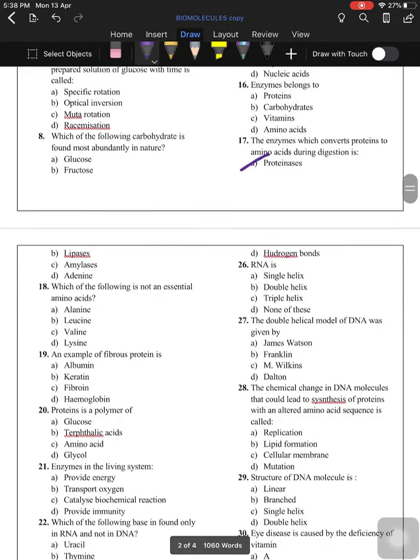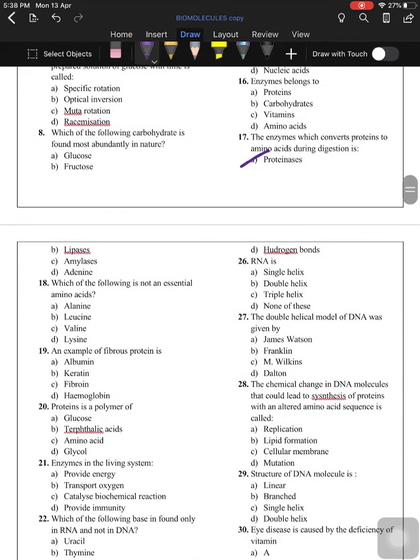Moving on to the 18th, which of the following is not an essential amino acid? Means essential and non-essential amino acids are the constituents of your body. Right, essential means which cannot be synthesized by your body and must be supplied through the diet. Such amino acids are called essential. Then here they have given alanine, leucine, valine, and lysine. The one which is not essential is alanine. For 18th question, option A would have been the right one.